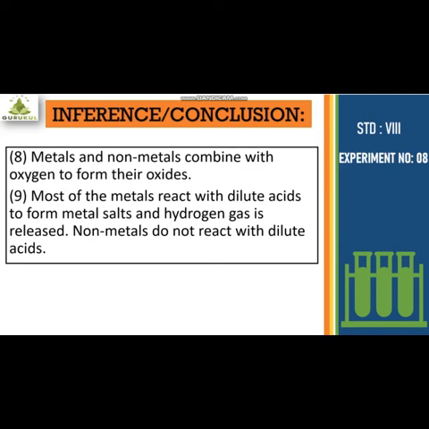Most of the metals, what they do? They react with dilute acid to form metal salts. Remember, zinc chloride was formed when zinc was reacted with hydrochloric acid. Zinc chloride was formed and hydrogen gas was released. So metal salt means here zinc chloride. Hydrogen gas is released in the case of metals that I am talking about.